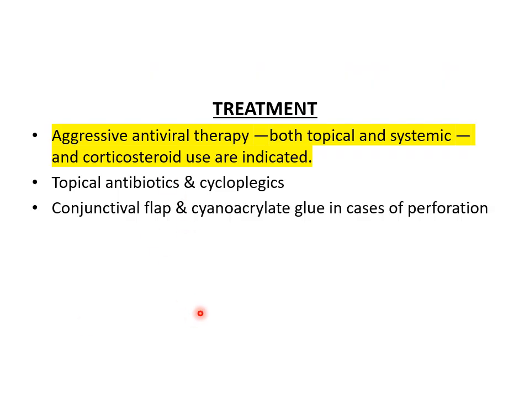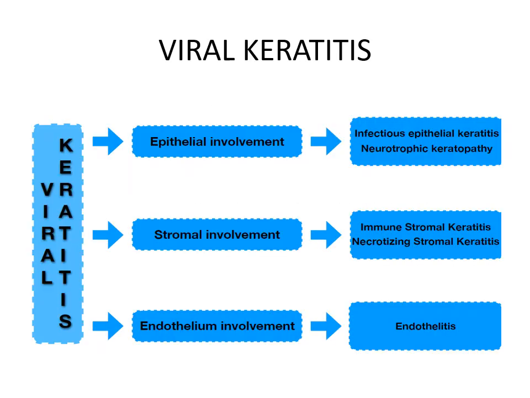So the treatment, now this type of stromal keratitis, since it contains active virus, needs aggressive antiviral therapy, both topical and systemic. And it also needs corticosteroid use because there is an immune element also, and the inflammation is too severe. So aggressive antiviral therapy along with corticosteroids in minimum tolerated dose, minimum possible dose. Topical antibiotics and cycloplegics, and if there is perforation, you have to manage the perforation accordingly. So that's about the stromal keratitis.